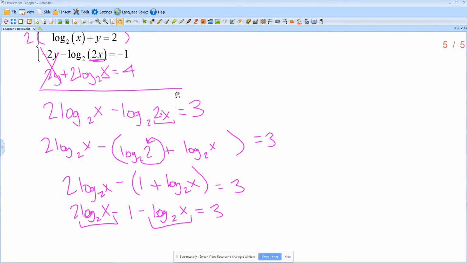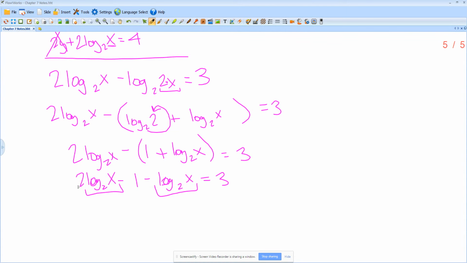So we can subtract them. And all you're doing is subtracting the coefficients, like if I had 2x minus x. So this becomes log base 2 of x is equal to, and I'm going to add this one over, 4. And then the way a logarithm works, you're taking this base and saying 2 to the 4th power equals x, which means x equals 16.